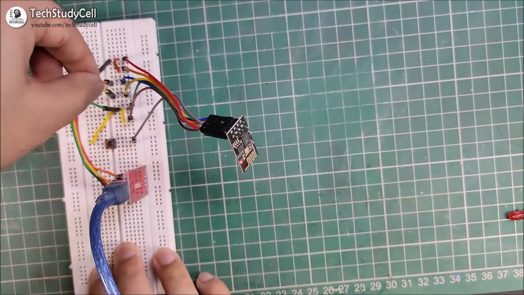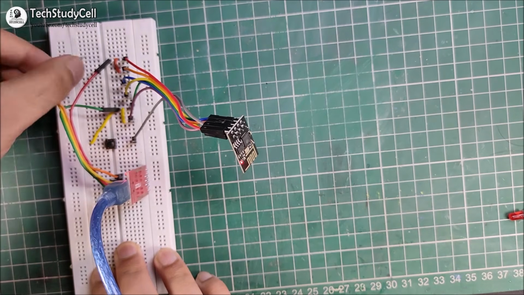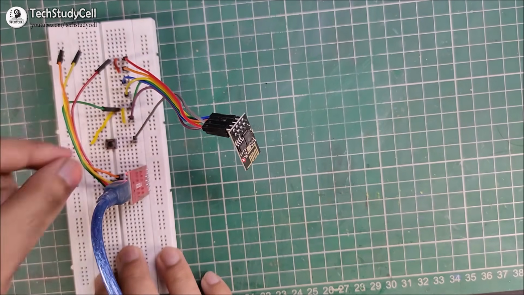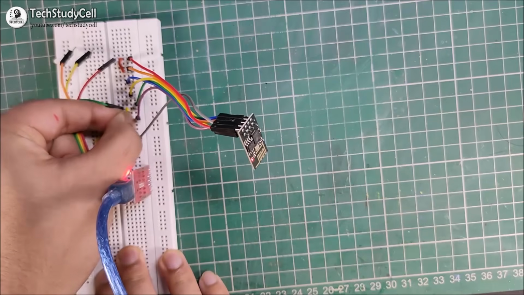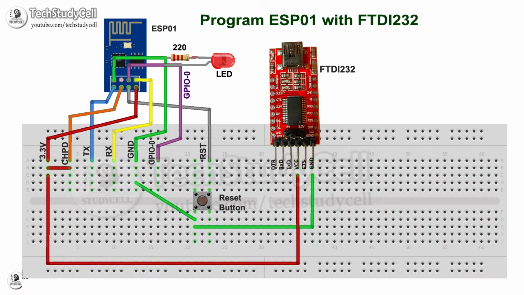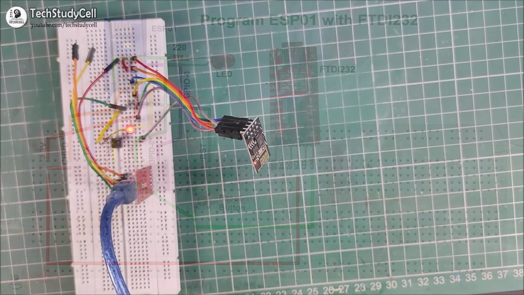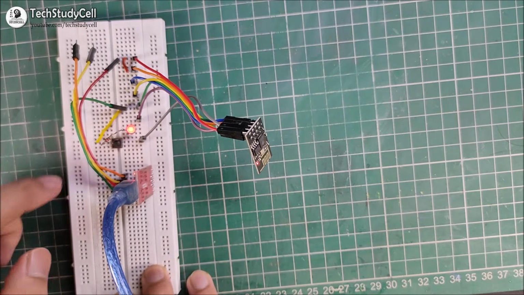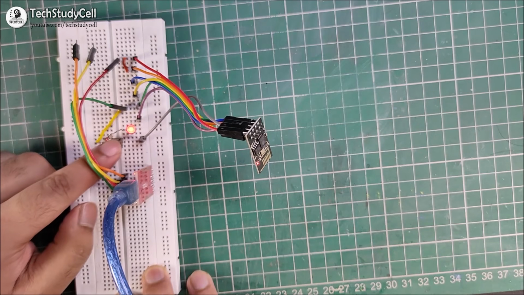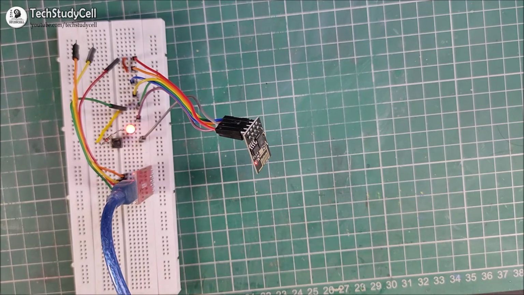Now after uploading the code, I can disconnect the RX and TX pin, and I will also remove the connecting wire between GPIO 0 and ground. Now I will connect the LED across the GPIO 0 and the ground. So here you can see I have connected the LED and it is not blinking, so I have to press the reset button, and you can see it started blinking.